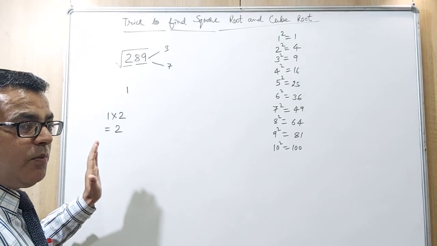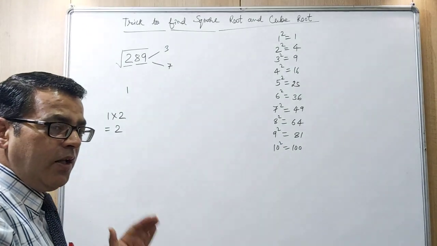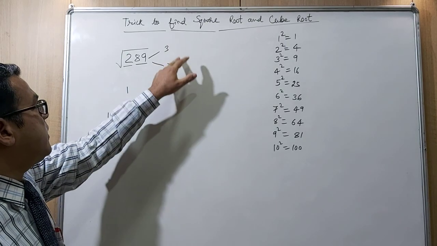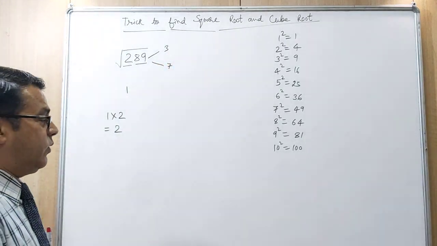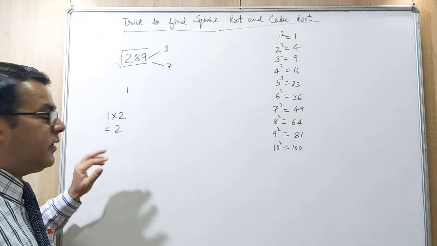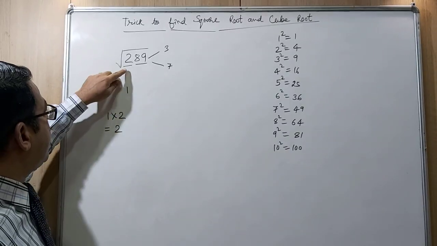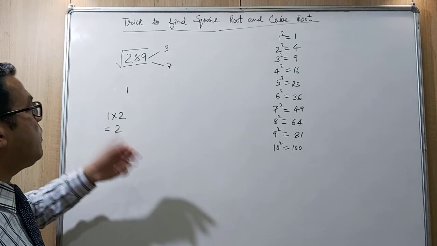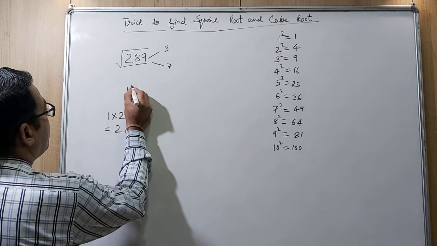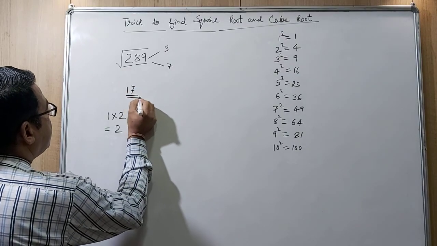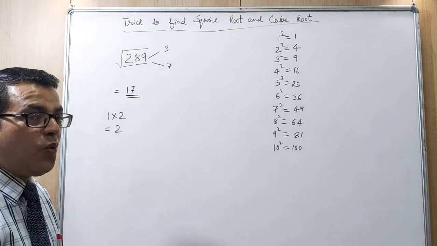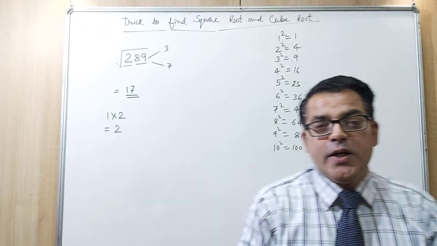Why are we multiplying? We need to decide now which digit we can take from 3 and 7. That's why we are multiplying it. This is the rule actually. This is the trick, right? So 2 is equal to this 2. It means we need to take the higher value. So 17. So this is the square root of 289. 17 is the square root of 289.